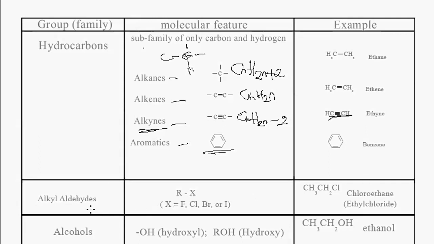So we'll go ahead to the next one, which is the alkyl halides. We have a typical example of an alkyl halide. An alkyl halide is simply a combination of an alkyl group and a halogen. The X here represents the halogen, which can be fluorine, chlorine, bromine, or iodine. A good example of an alkyl halide is chloroethane, also known as ethyl chloride.